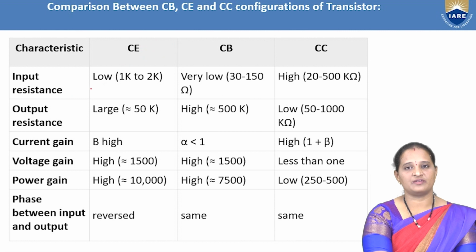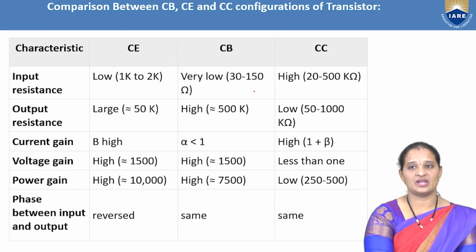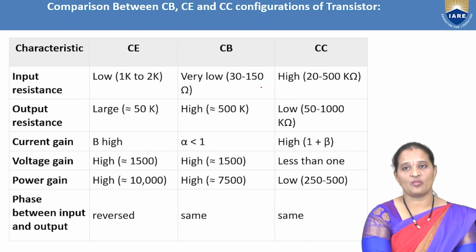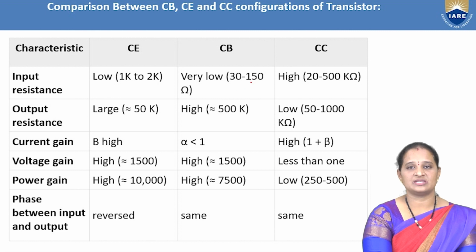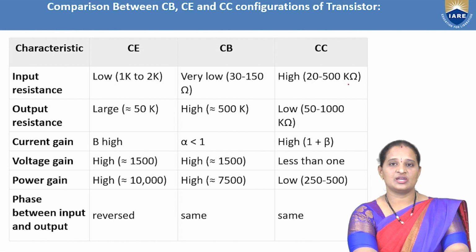In common emitter configuration, input resistance is low, of the order of 1 kilo ohm to 2 kilo ohms. Whereas for common base, input resistance is very low, of the order of 30 to 150 ohms. So for common base configuration the input resistance is very low, whereas for common collector configuration, input resistance is very high, of the order of 20 to 500 kilo ohms.